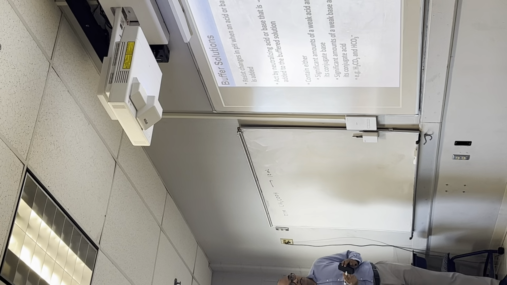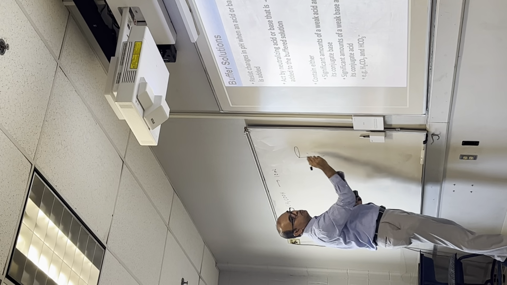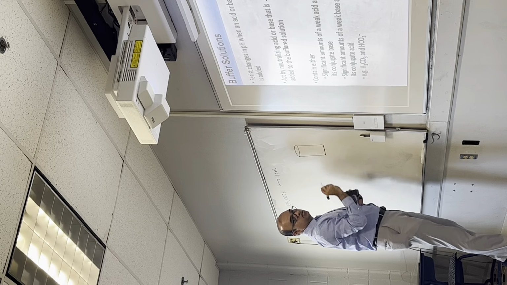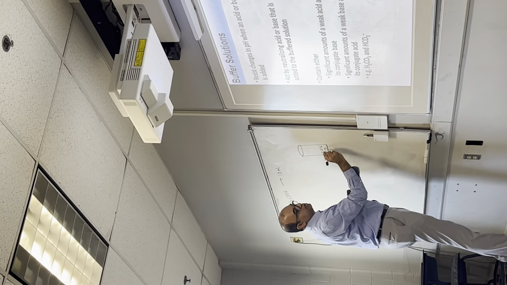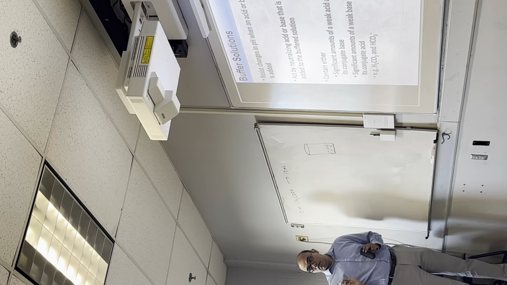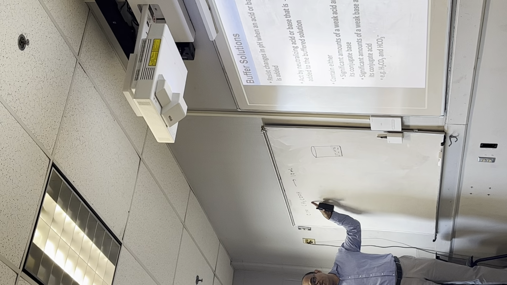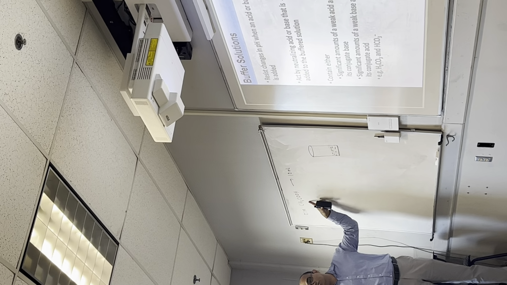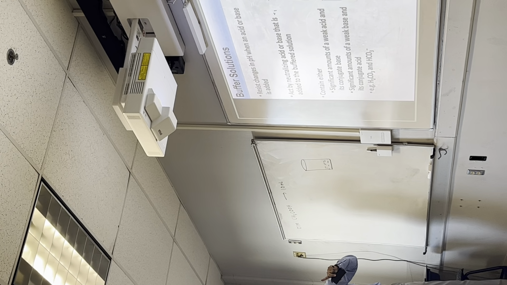Your beaker is here. Just like over there, they are writing weak acid. You added 10 milliliters here. But to make a buffer, this is a weak acid. This is not a buffer solution. To make a buffer solution, you have to add its conjugate base.